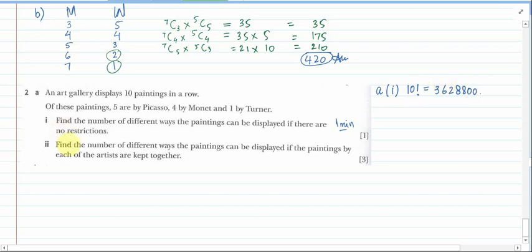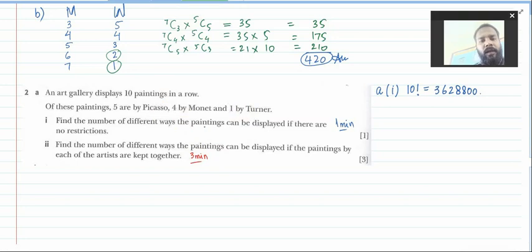After that, find the number of different ways the paintings can be displayed if the paintings by each of the artists are kept together. That means the 5 paintings of Picasso need to be together, the 4 paintings of Monet need to be together, and the 1 by Turner. Alright, so the paintings need to be together. You need to give it a try by yourself, and time is 3 minutes, and then I will tell you the answer, so start.